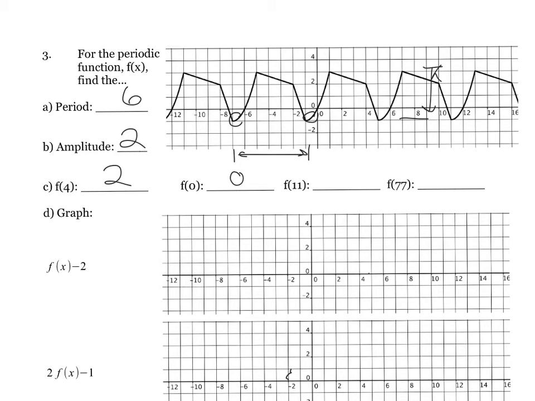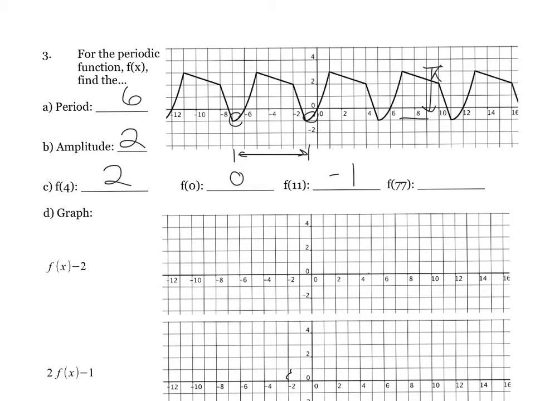This is so easy. F of 11. Hey, you're probably going to change it. F of 11 is negative 1. Why do they even bother asking questions like this? Wait, f of 77. All right. -1.